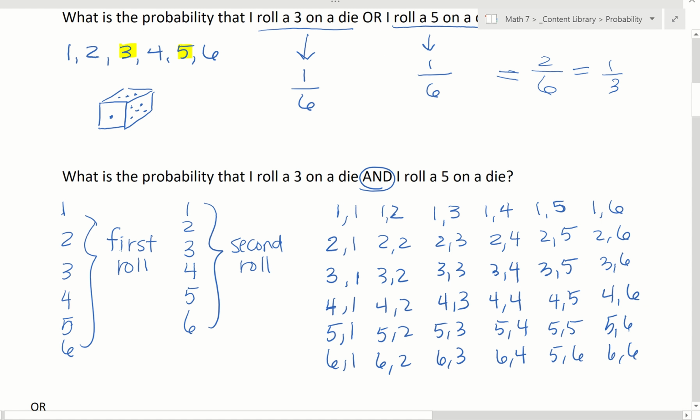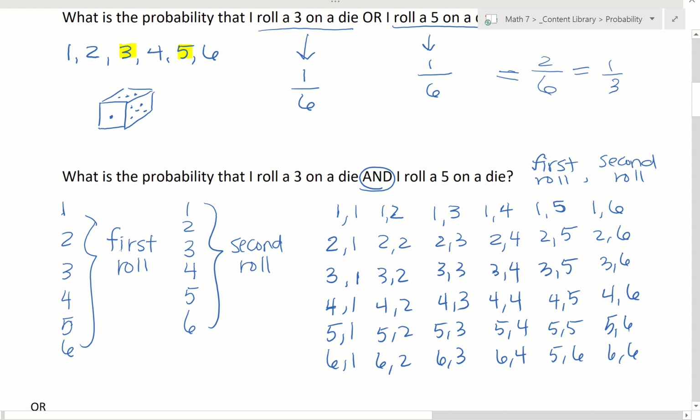Okay. I can roll a 1 and then a 1, and then a 2 and a 2, a 2 and a 3, a 2 and a 4, a 3 and a 1, a 4 and a 3, a 4 and a 4, a 5 and a 6, a 5 and a 2. These are all different types of rolls. This is my first roll outcome, and then my second roll.